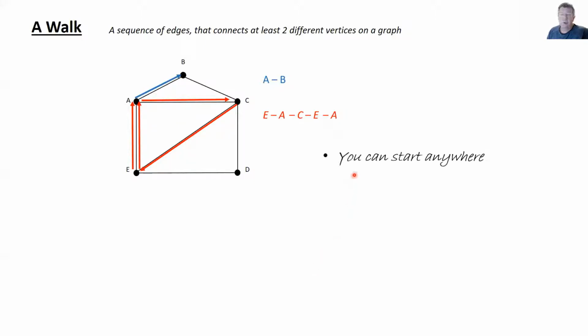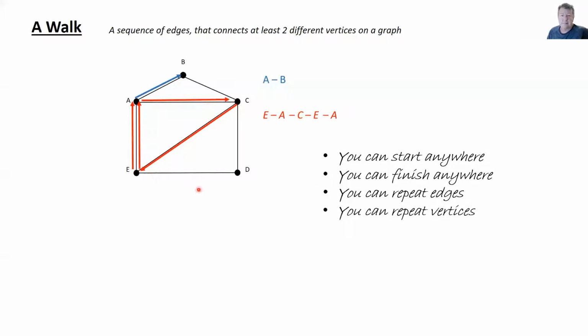A few things to remember about this. One, you can start anywhere on the network. You can finish anywhere on the network. You can repeat edges, as we did over here. You can repeat vertices. All right.